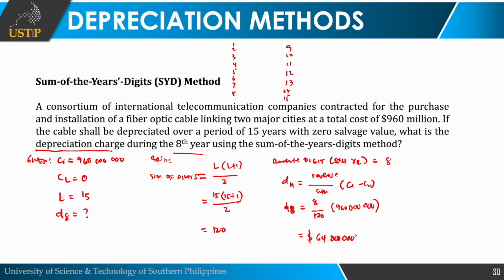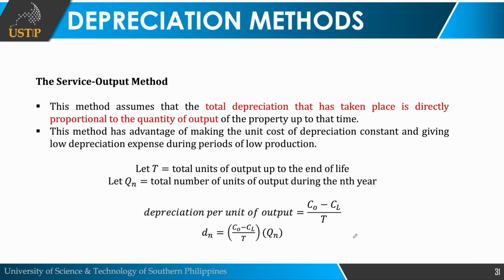Okay, we're down to the last method finally. We have the service output method. This method assumes that the total depreciation that has taken place is directly proportional to the quantity of the output of the property up to that time. This method has an advantage of taking the unit cost of depreciation constant and giving low depreciation expense during periods of low production.